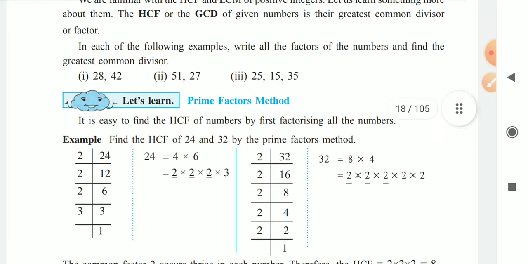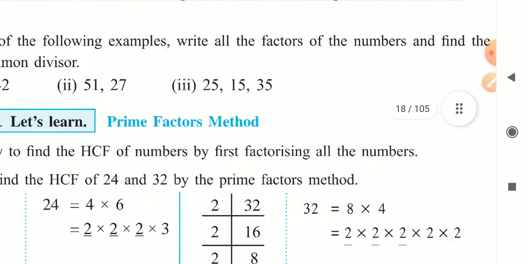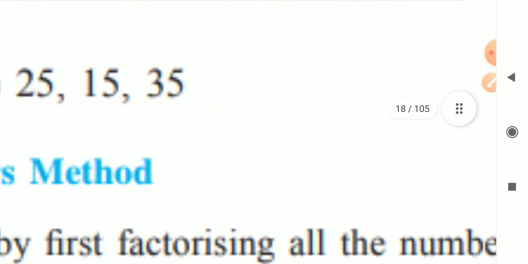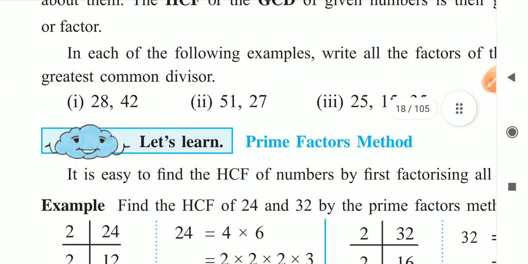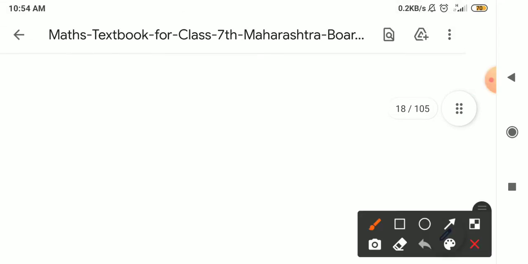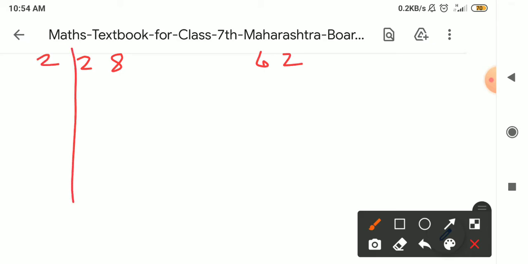The first question: we have to find the factors of 28 and 42, and from these find the greatest common divisor. Use any method; I am using the method of factorization. For 28: 2 ones are 2, 2 fours are 8, 2 sevens are 14, and 7 ones are 7.